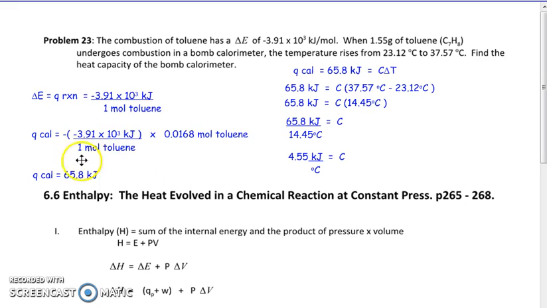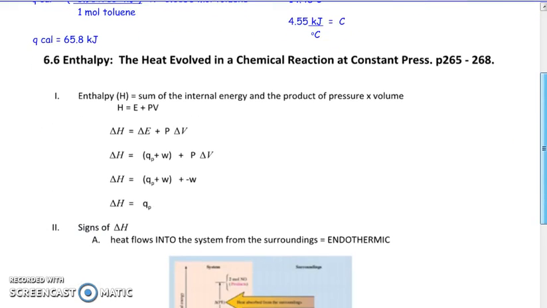So there I go. Let's try to get the beginning of 6.6 taken care of. Enthalpy, and that's where your H comes in. So the heat involved in a chemical reaction at constant pressure. Last time we had constant volume, what about constant pressure? Here is the derivation of what we're talking about. Enthalpy is the sum of the internal energy and the product of pressure times volume.